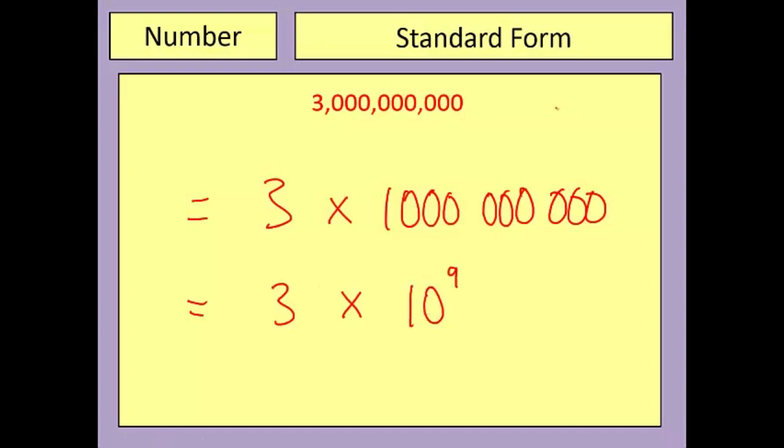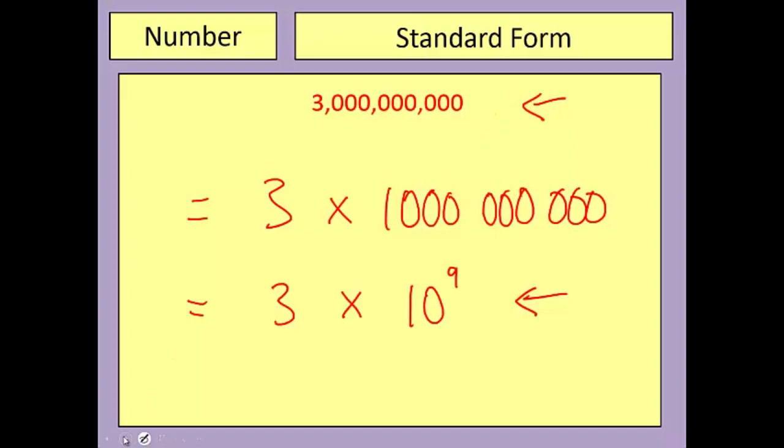Now this number at the top here would be considered an ordinary number. This number at the bottom would be considered standard form. What you need to be able to do for your exam is convert from an ordinary number to a number in standard form, but also a number in standard form back to an ordinary number.